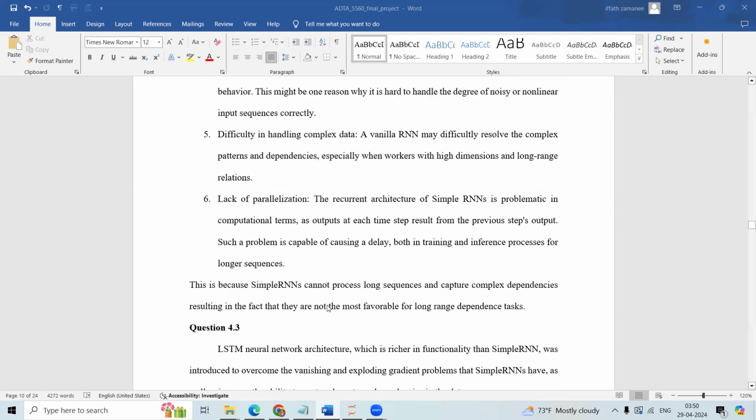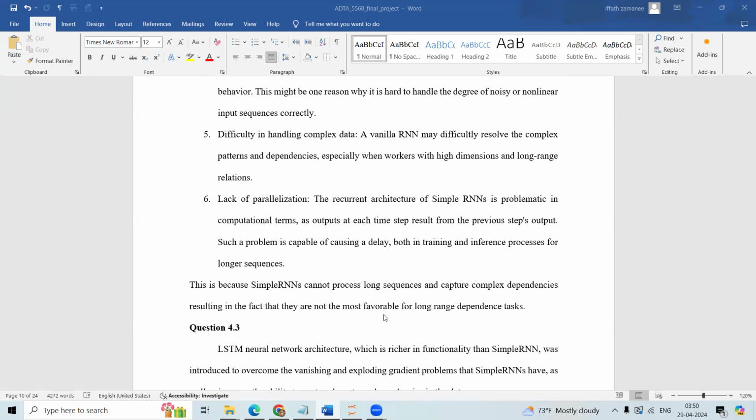And there are other limitations, such as difficulty in handling complex data and lack of parallelization. This is because simple RNNs cannot process long sequences and cannot capture complex dependencies, so they are not the most favorable for long-range dependency tasks.